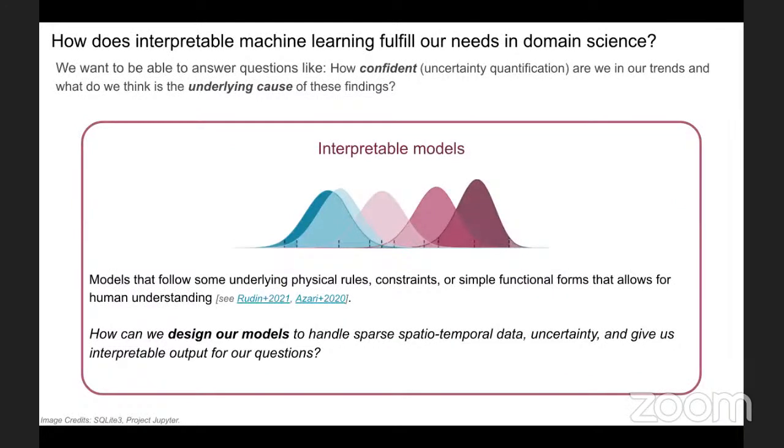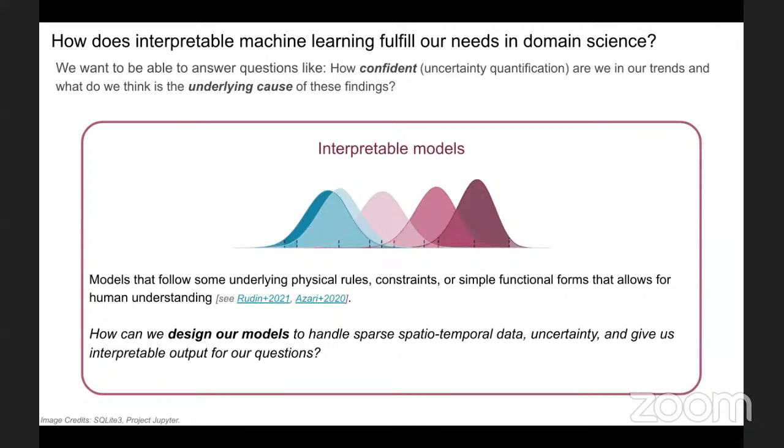And given that these methods are being actively used today and they're increasing in popularity, I think it's good to take a step back and ask ourselves, how can we use these methods to answer questions like, how confident are we in the trends that we see? So this vaguely falls into uncertainty quantification. And then what do we think is the underlying causes of these findings? And this leads you to an area which is often called interpretability or interpretable models. And in essence, what interpretable models are is models that follow some fundamental underlying physical rules, constraints, or functional forms that allow for human understanding.